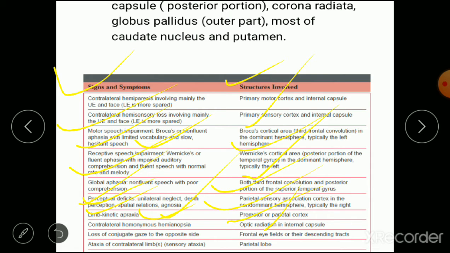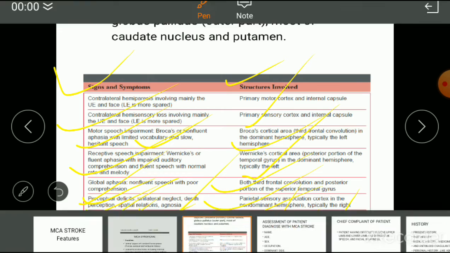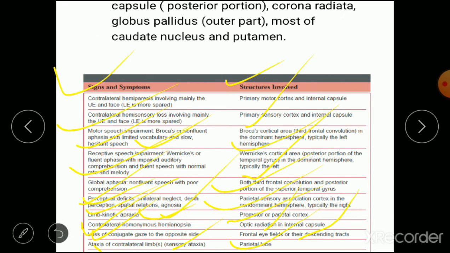Then if the optic radiation is damaged, the problem is contralateral, that is on the opposite side, homonymous hemianopia. Then if the frontal eye field is damaged, there is loss of conjugate gaze to the opposite side. Conjugate gaze means whenever you turn your eyes, the head also turns in that direction, so that is affected. And if the parietal lobe is damaged, ataxia of contralateral limbs is present, that is sensory ataxia. So these are the features of MCA stroke, that is middle cerebral artery involvement.